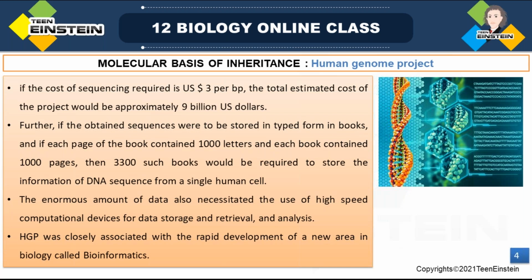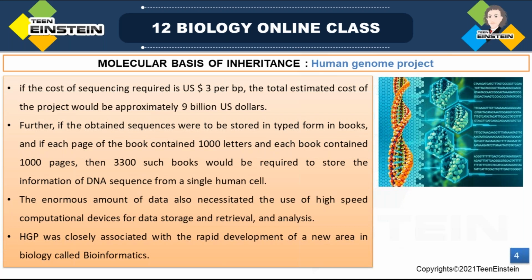$3 per base pair. So 3 × 10^9 base pairs are present, and per base pair it was $3, right? So how many should be sequenced? 3 × 10^9 base pairs. So it was around $9 billion. The cost was around $9 billion. So it was a costly and time-consuming project.